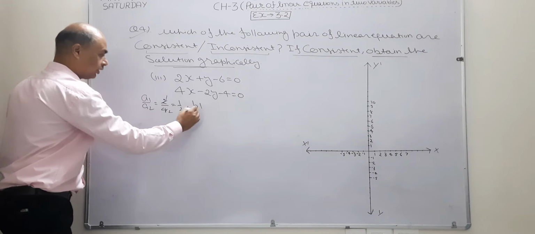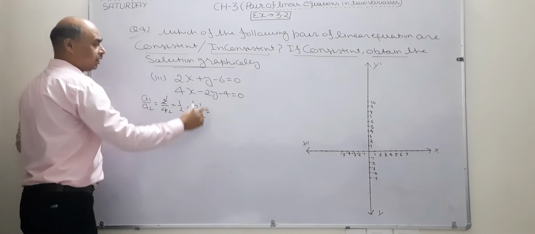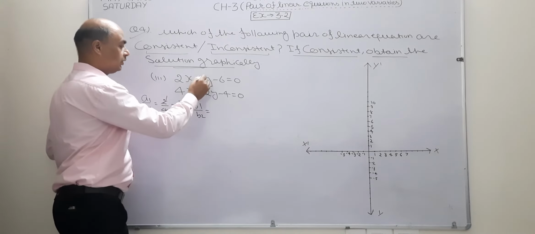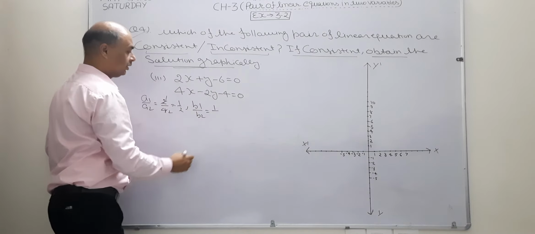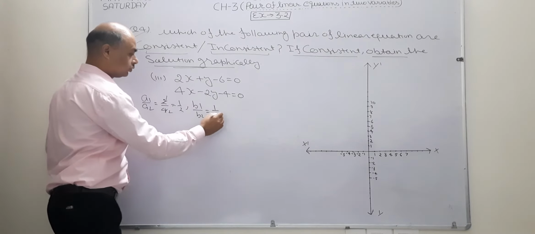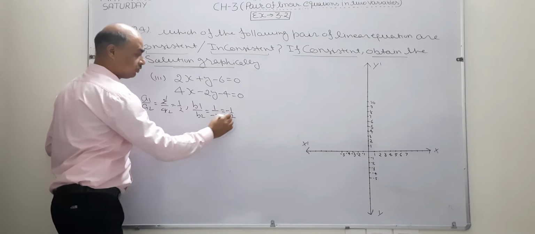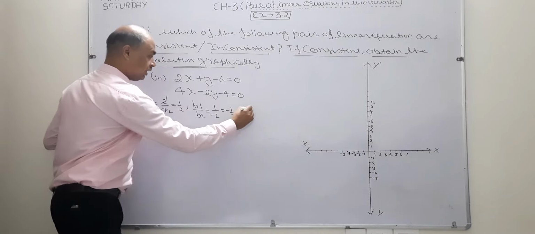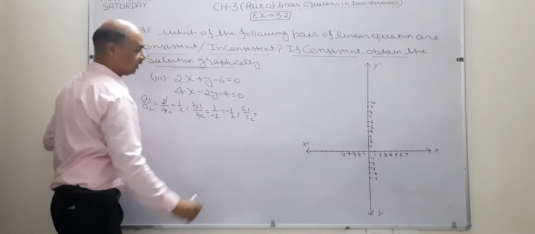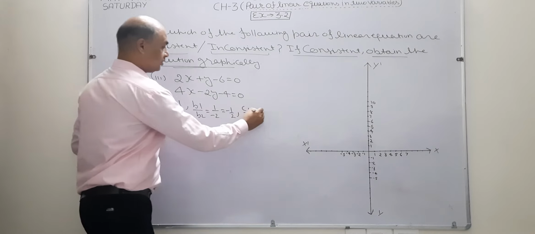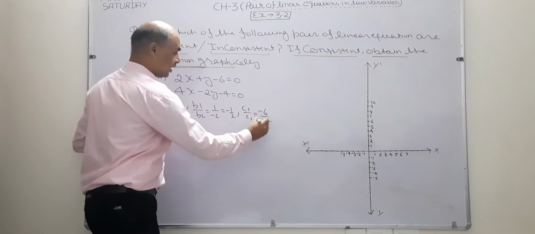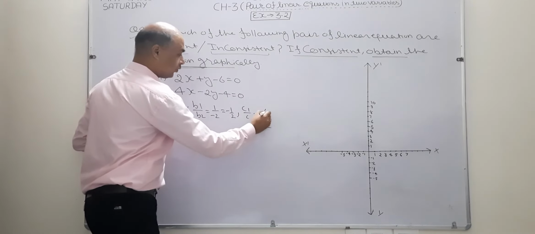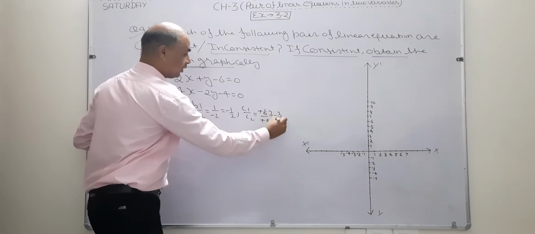After that I am going to take the value of B1 by B2. Leaving the y, what is left? 1 is left. It means B1 is 1 and B2 will become minus 1. So this can be written as minus 1 by 2. Now C1 by C2 means constant term without variable. Minus 6 and minus 4 are there. Minus is cancelled with minus. 2 2s are 4, 2 3s are 6. This becomes 3 by 2.